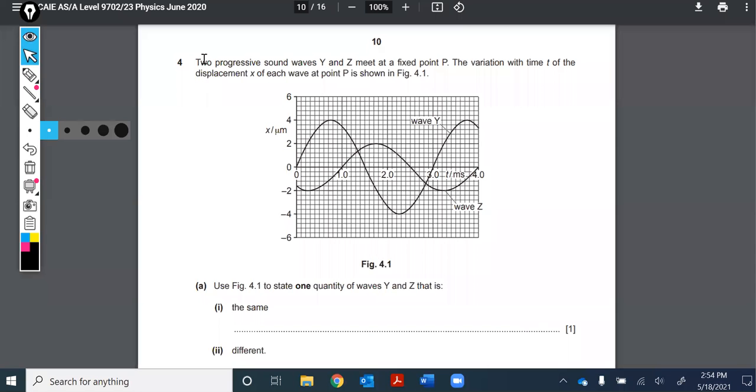All right, this question says, two progressive sound waves, y and z, meet at a fixed point P. The variation with time t of the displacement x of each wave at a point P is shown. So we know they're sound waves, they're progressive, they transfer energy. Use this figure to state one quantity of the waves that is the same and one that is different.